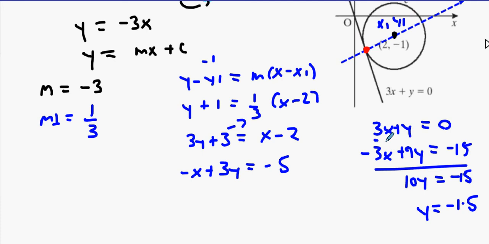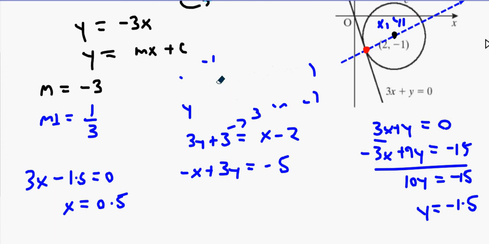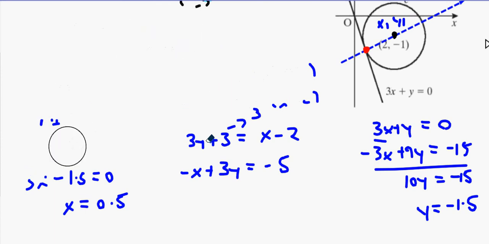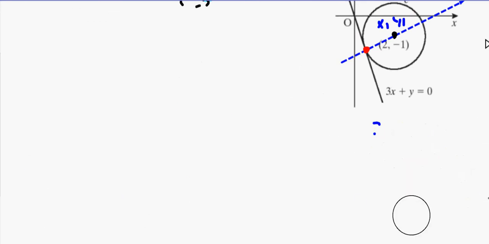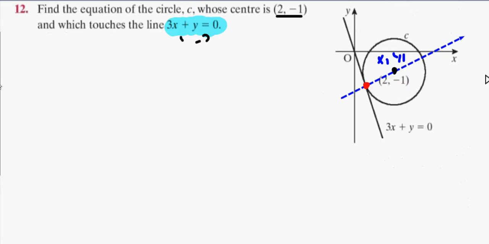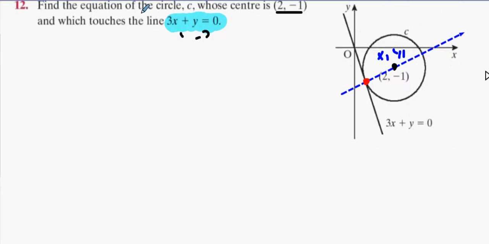Alright. So 3x - 1.5 = 0, x = 0.5. What could I do from there just out of interest? I could use the distance formula, couldn't I? And then I could find it that way. Now, I'm going to be honest, I shouldn't have even gone there. What I really should have done was the perpendicular distance formula right out of the get-go and got the radius. My bad. So you could use the perpendicular distance formula.